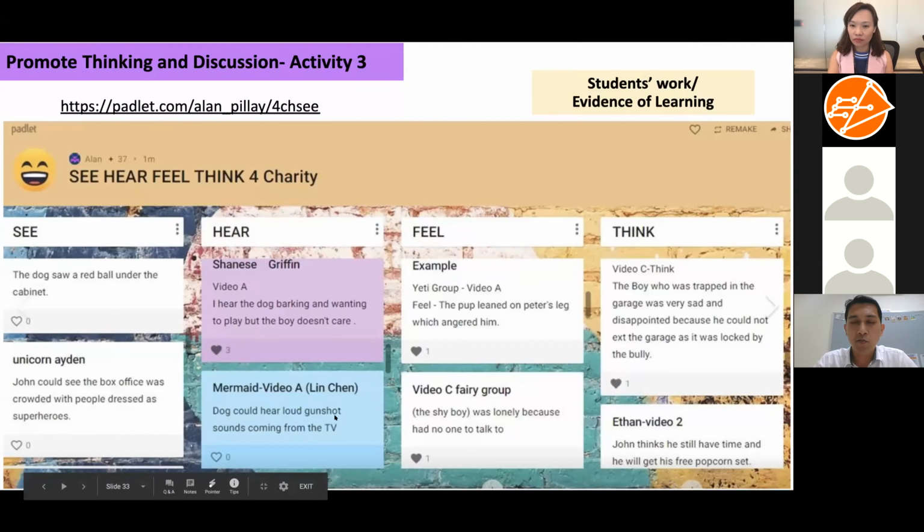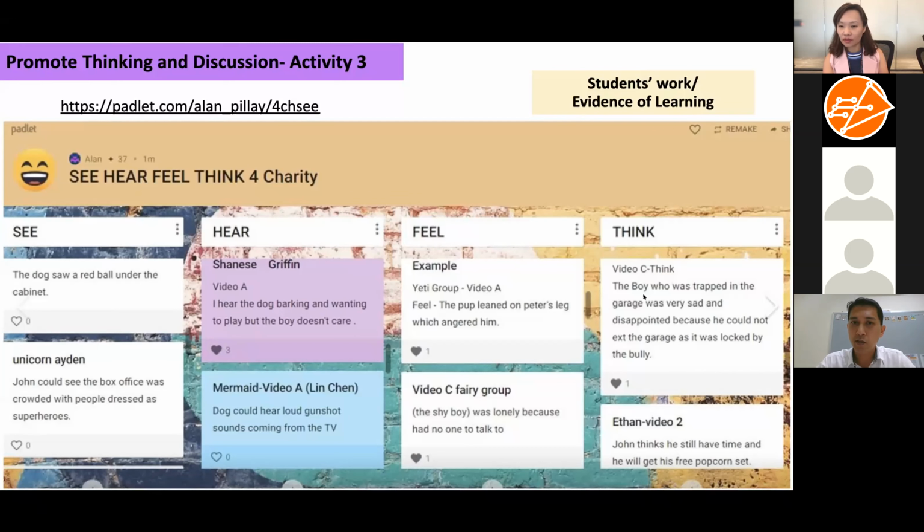So we thought that is something that a child previously in my class doesn't really spend time describing. They focus more on what is going on in the story, and then they just develop event by event. Another example is the one just quite long, under Video C Think, the one in white. The boy who was trapped in the garage was very sad, which is something like a feel, can be a think, and disappointed because he could not exit the garage as he was locked by the bully.